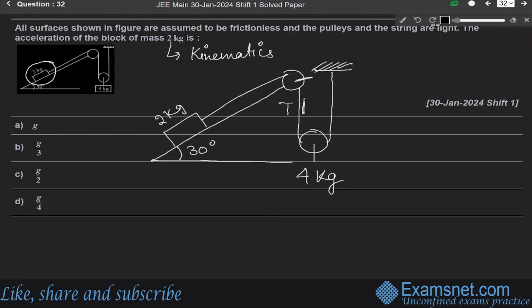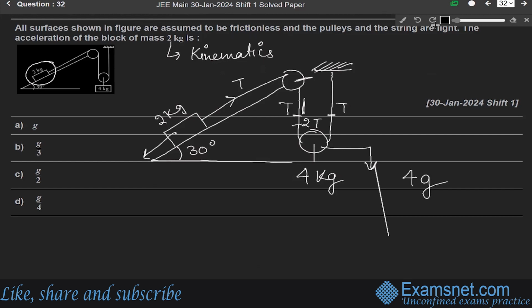Let us say in both the strings the tension force is T. If the tension force is T in both cases, the total tension in this string will be 2T, and here also the tension force is T. Now this is 4 kg, so the downward weight will be mg, which means 4g. And here is 2 kg, and this is 30 degrees.